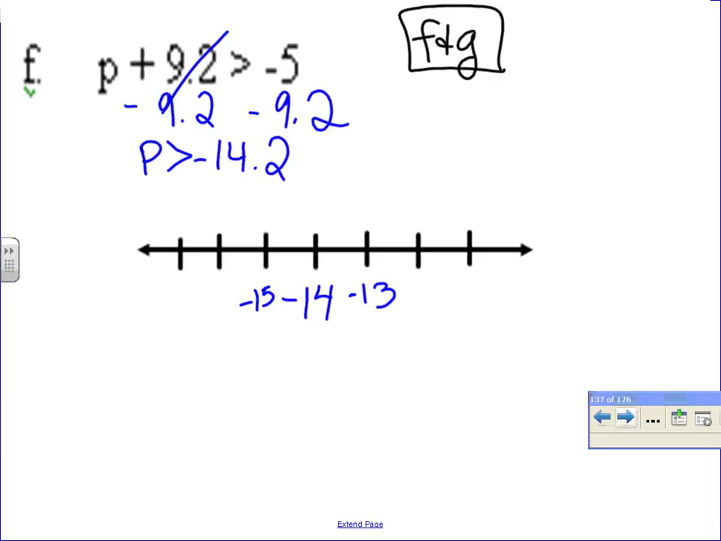Here's a nice way to think of it. Negative 15 degrees is a lot colder than negative 2 degrees. So think of it as a thermometer. The cooler temperatures are this way, the warmer temperatures are this way. Okay, be careful because I saw some of you guys flipping that around. Negative 14.2 is about right here. It's greater than, so you should have an open circle, arrows going to the right. Is everyone okay with that? Annalise, do you have a question?